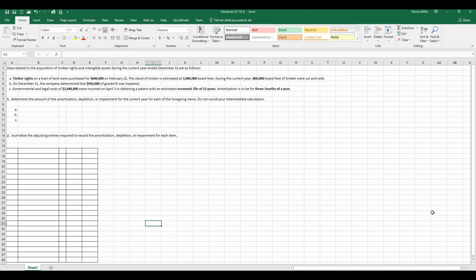Today we're going to go over some amortization and some depletion of intangible assets or natural resources. I've got some information stated up here. We've got three different scenarios.